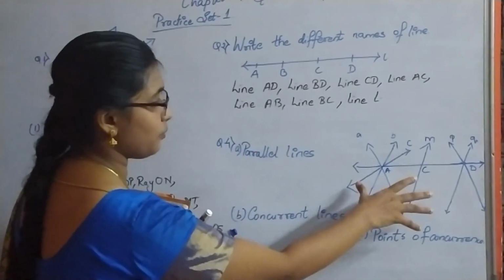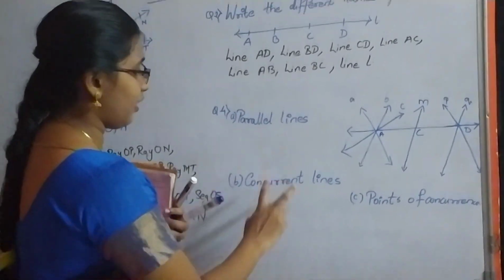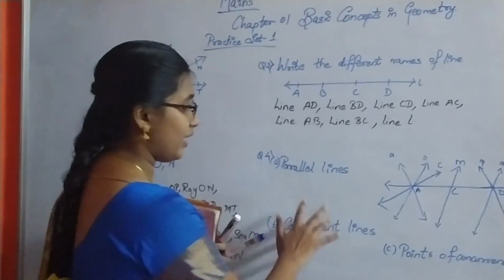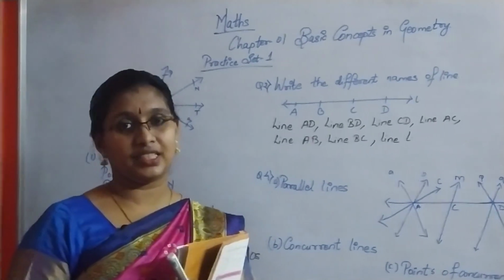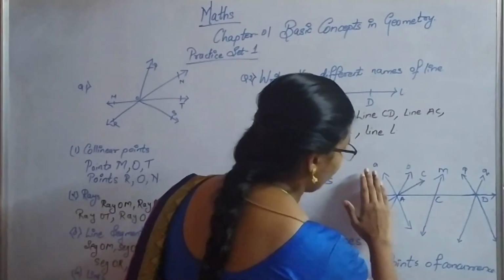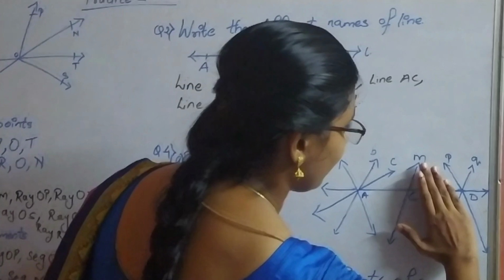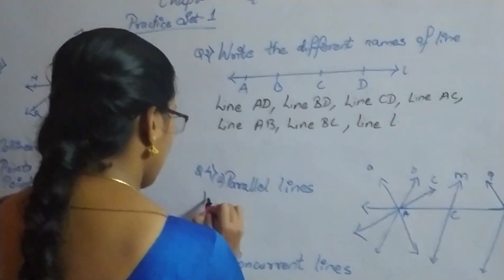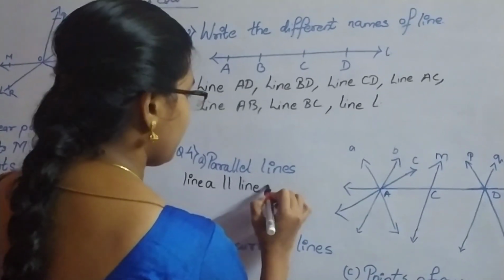Again here a diagram is given. From this diagram we have to find the answers of these 3 questions, that is parallel lines, concurrent lines and point of concurrence. Parallel lines, I said, are any two lines which fall in the same plane and do not intersect each other. Now in this diagram, if I take line A, which is similar to this, falling in the same straight plane, is line P. So I will write line A parallel to line P.